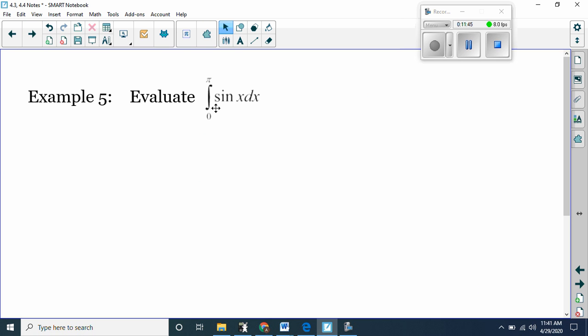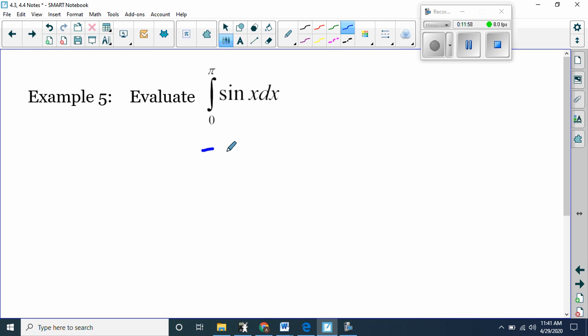Example 5. What's the integral from 0 to pi of sine x dx? Integrate. The integral of sine x is negative cosine x. Plug in pi. Plug in 0. And subtract.